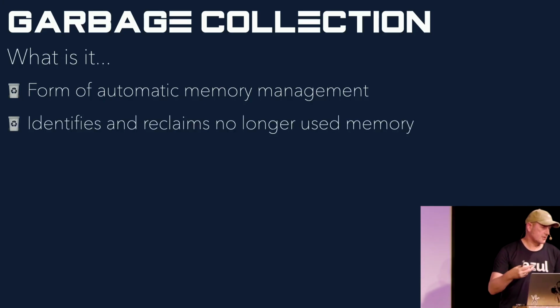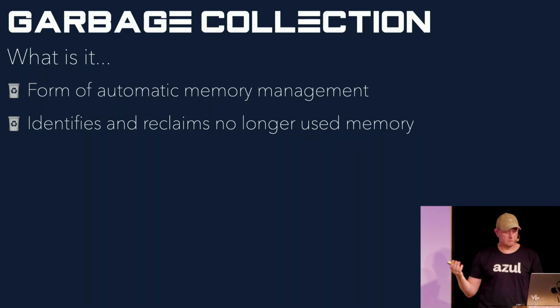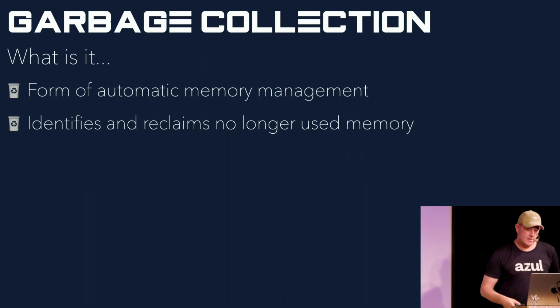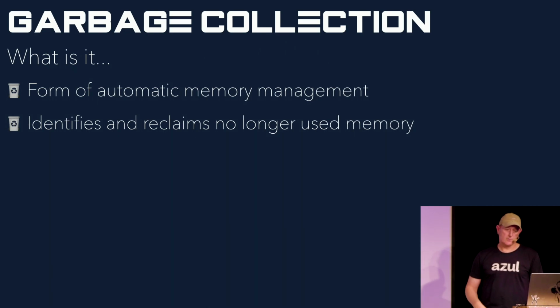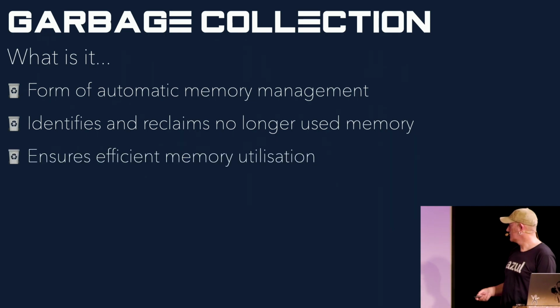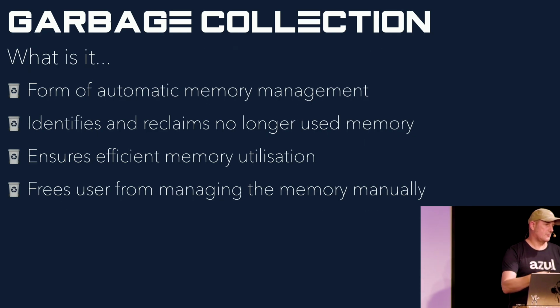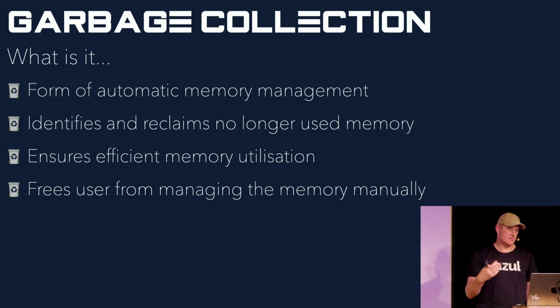There's also automatic reference counting, which is, for example, used in Swift. There's no one is better than the other. It's just a different approach. And it's made to identify and reclaim no longer used memory. It's made for efficient memory utilization. And most of all, to free us as developers from the need to manage memory manually. No malloc, no free. Right?